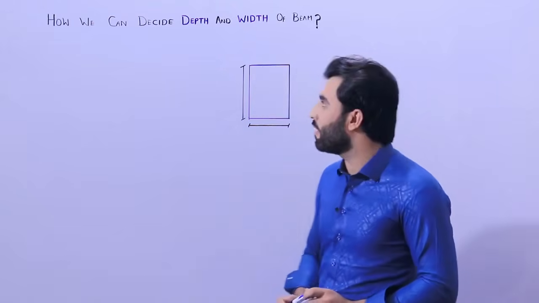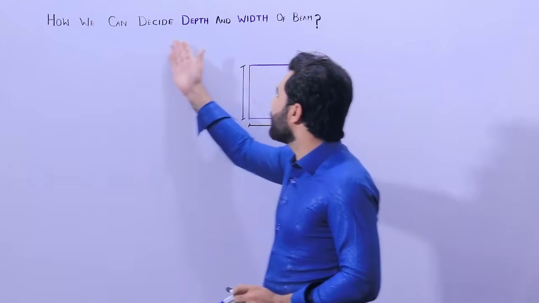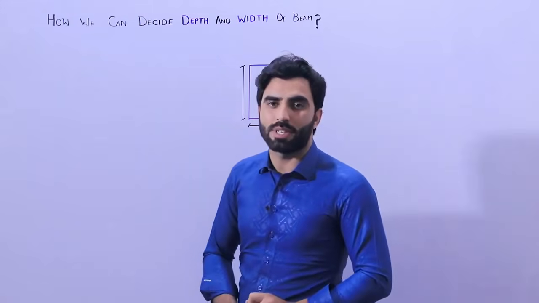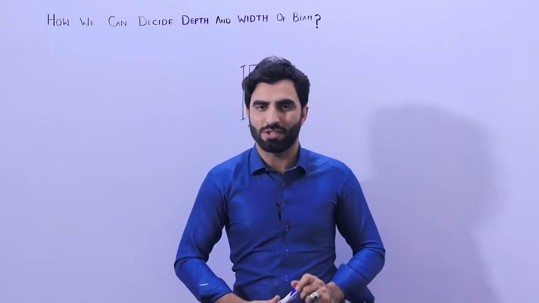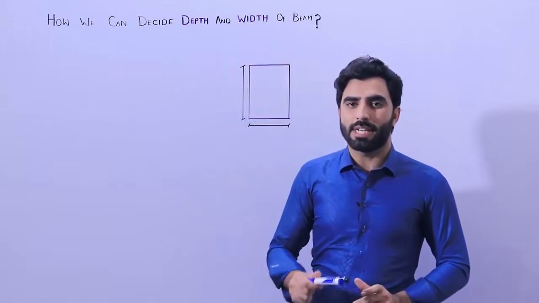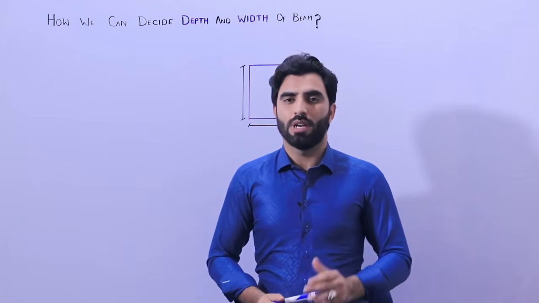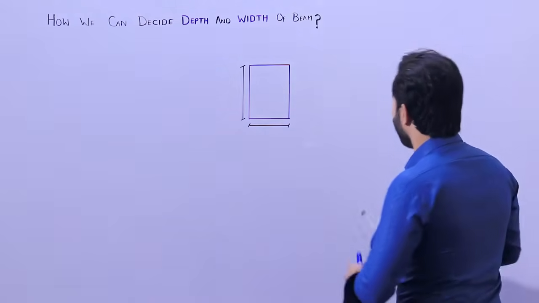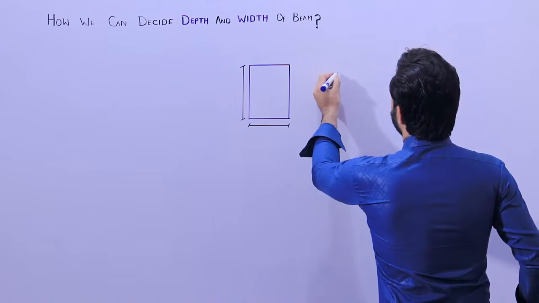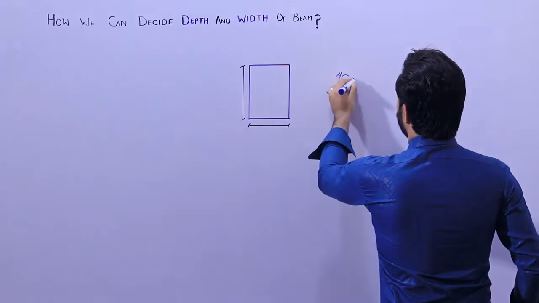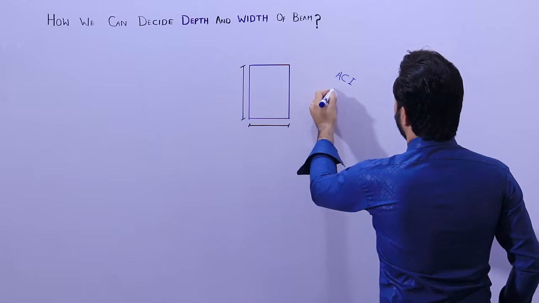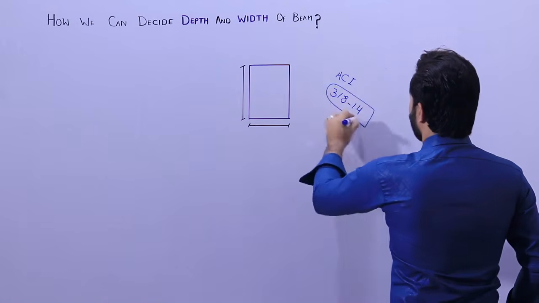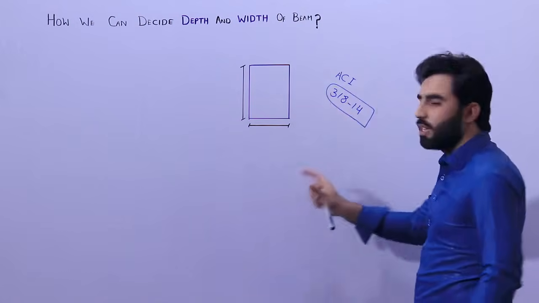In this short video lecture, I will guide you about how we can decide the depth and width of the beam. If you are working on a construction site, or you are studying and you don't know about the size of a beam, watch this video till the end to know about the depth and width of the beam, especially for a residential building or commercial building. I am giving you information from the reference of ACI, the American Concrete Institute, in chapters 318 and 214. These are the related information which I am discussing in this short video.